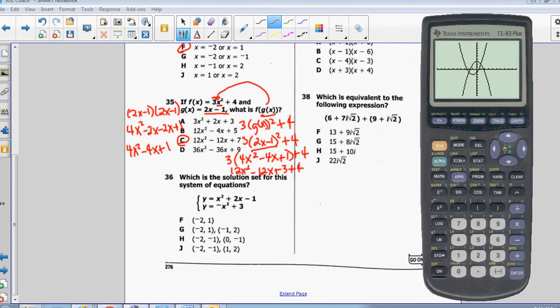So you can kind of eyeball where they are, but if you want to be sure, you can do second, calculate, intersect, and you do enter, enter, enter. And it gives you one of the solutions right there at 1, 2. So it looks like already I know that this is answer choice J, but if you wanted to find the second one, you would do second, calculate, intersect, and move closer to that one. And then press enter, enter, enter. And you can see negative 2, negative 1 is the other answer. So that would give me answer choice J.